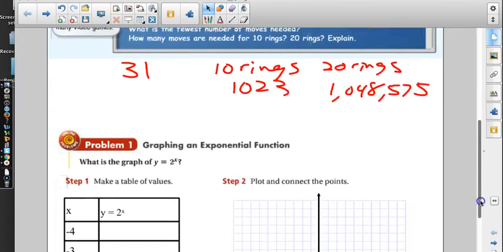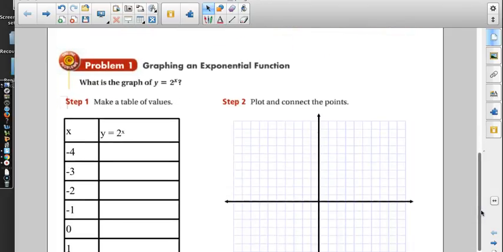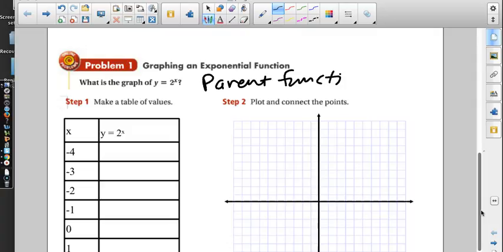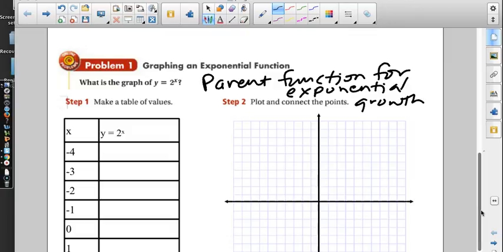So down here what we're going to do is we are just going to graph some exponential functions. And it says, what is the graph of y equals 2 to the x? Which, by the way, is the parent function for exponential growth. Maybe you already remembered that from your exponential algebra class. Now, why is that the parent function? Because in order to have exponential growth, your base has to be a number that's bigger than 1. That's what makes it grow. And if you think, well, what's the first nice number that's bigger than 1? 2. That's the first one. So that's going to be exponential growth.